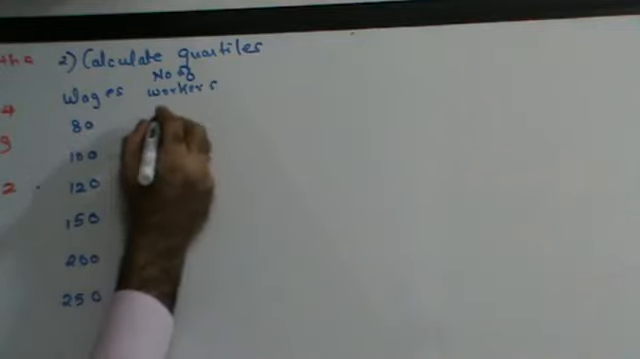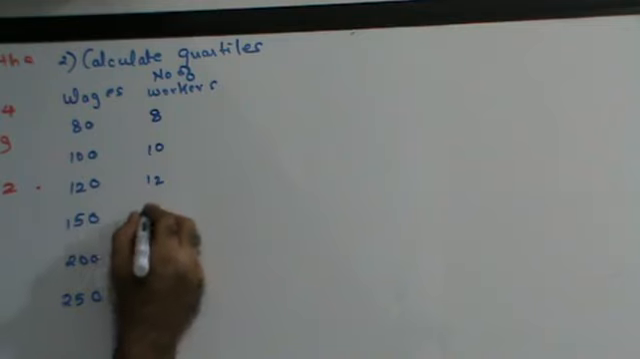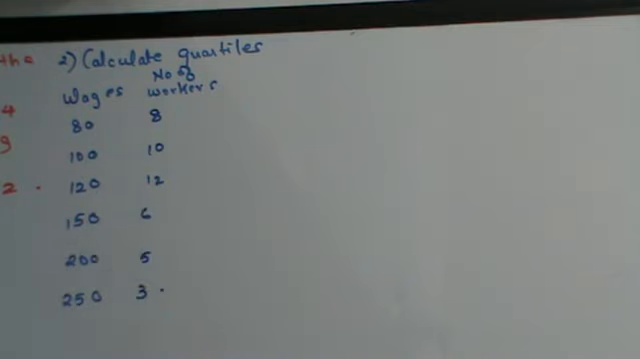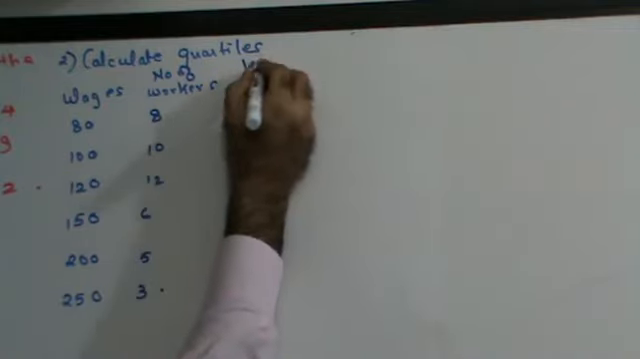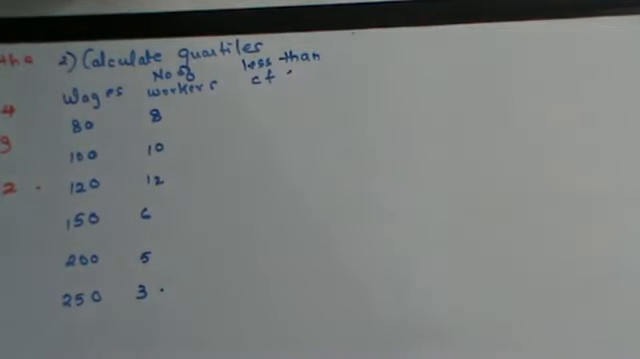The number of workers is given to you as 8, 10, 12, 6, 5 and 3. This is the data given to you. Now whenever you have to find out quartiles for grouped data, the first thing that you do is you find out the less than CF. CF stands for cumulative frequency.